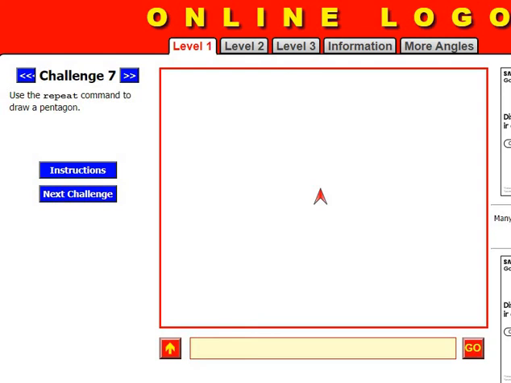We have completed challenge 6. It is our challenge number 7. Here we need to use the repeat command to draw a pentagon. As you know, a pentagon has 5 sides. Pent means 5 and gon means side. A shape which has 5 sides is called a pentagon. It is a closed figure.